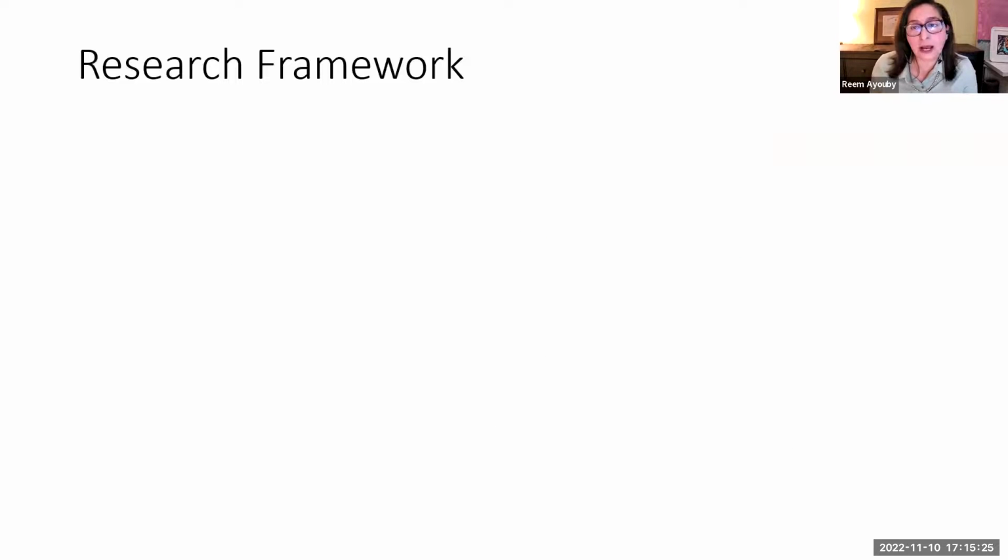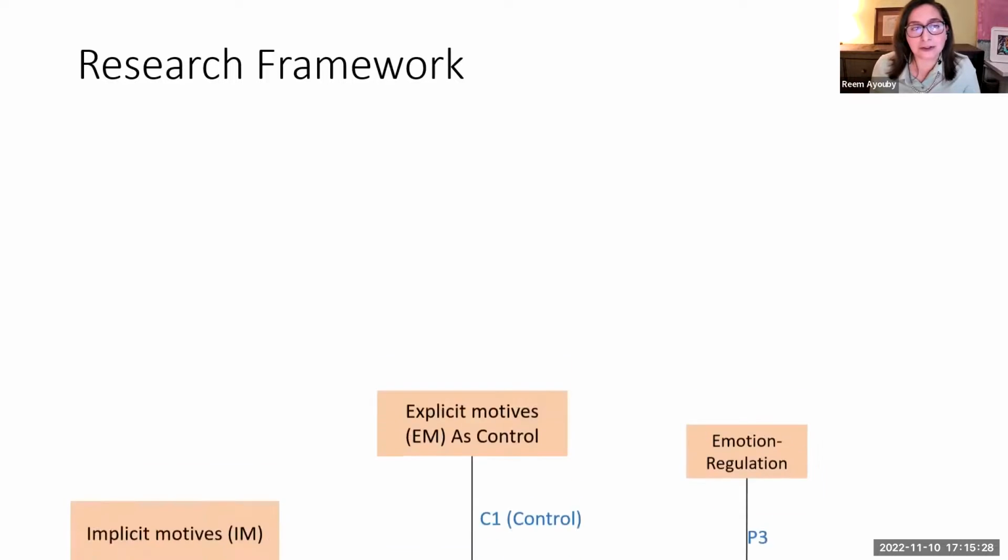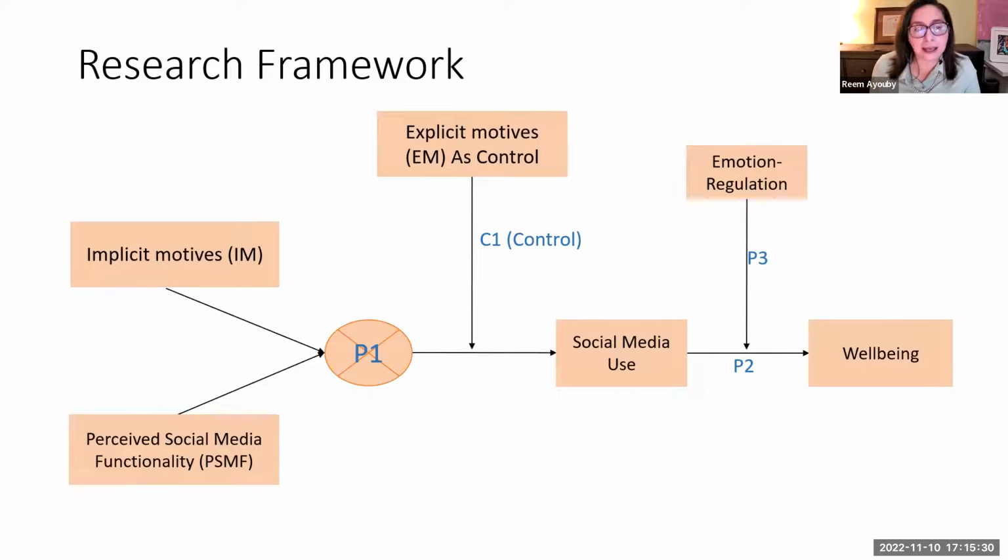And so I put together a research framework similar to the one we saw earlier, and it basically looks at the interaction between implicit motives and perceived social media functionality, and then also looking at explicit motives. So the difference between implicit motives and explicit motives is that implicit motives are motives we're not aware of at a conscious level, so we cannot state them verbally, but they drive impulsive behavior. And explicit motives are like goals. We're conscious of them and they drive planned behavior.